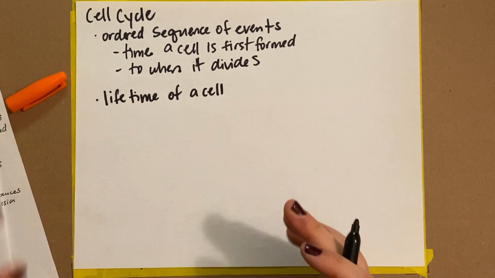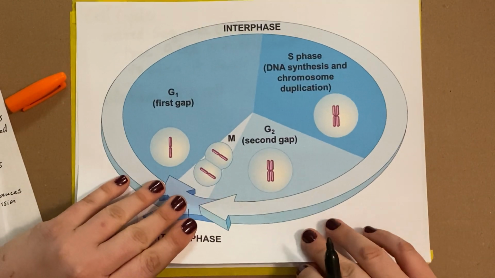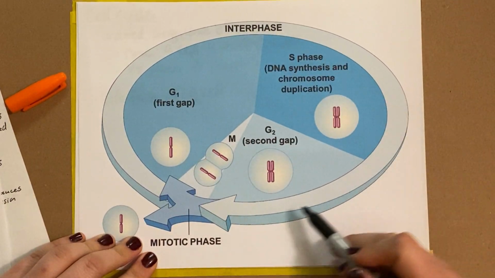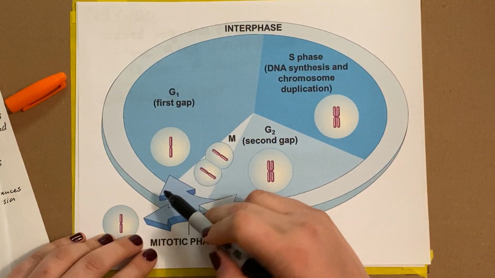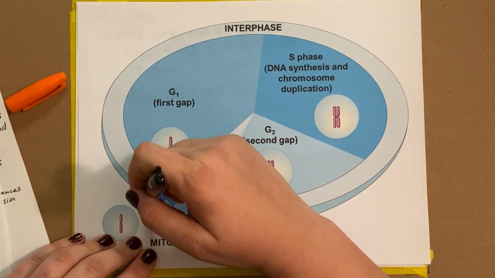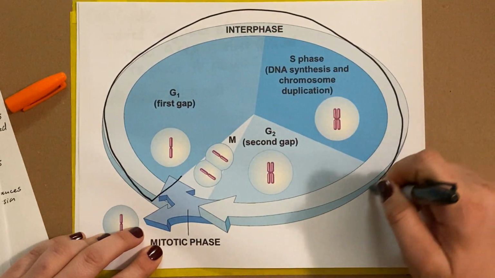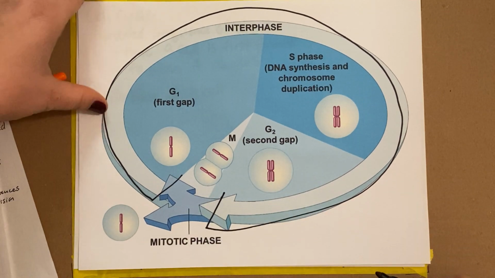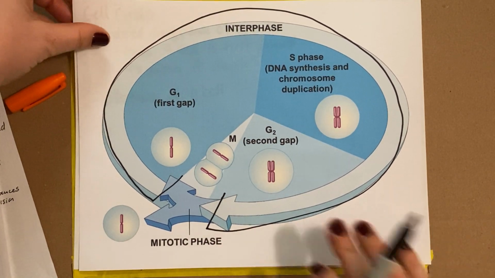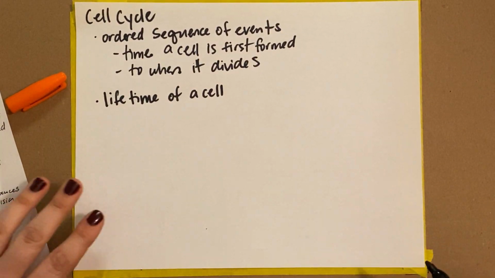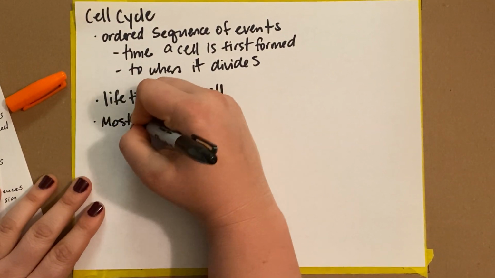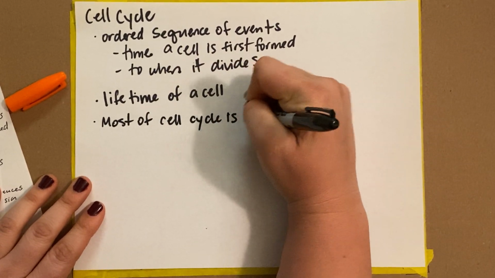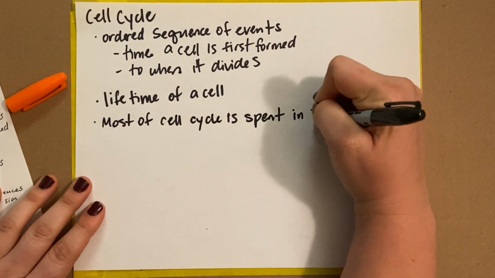Okay, now the cell cycle is going to have different parts of it. The majority of the cell cycle is going to be called interphase. Interphase is going to be this entire part right here where you have from here to here. So this is all going to be interphase, and then we're going to have a very brief period of time that's going to be called mitosis, or the mitotic phase. Okay, so most of the cell cycle is spent in interphase.